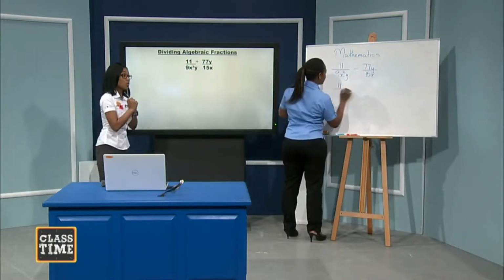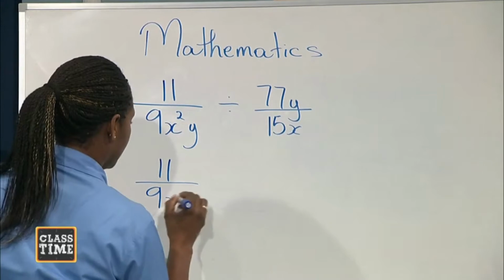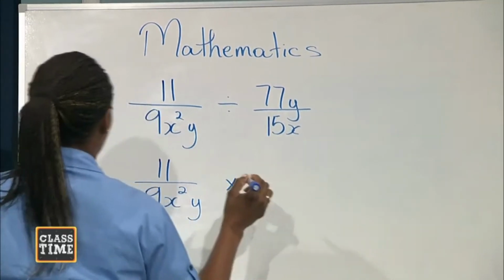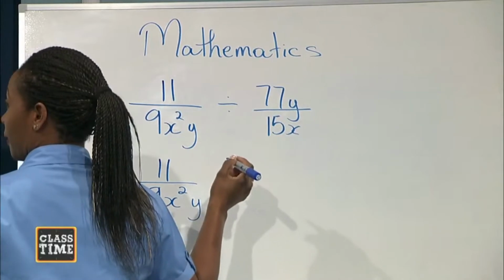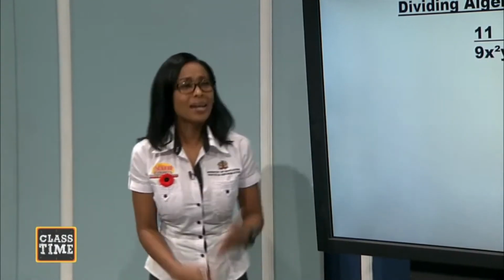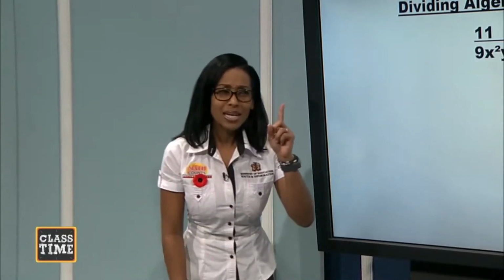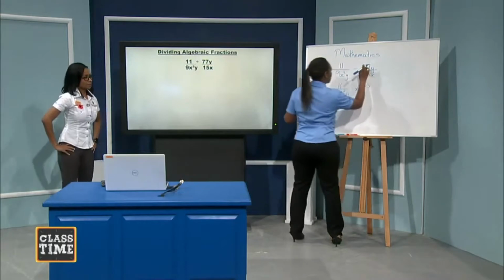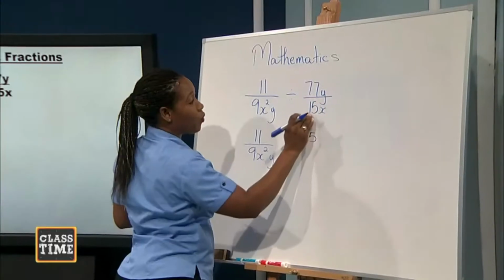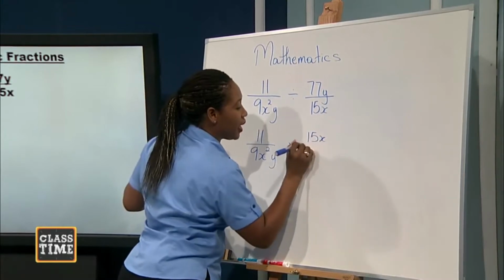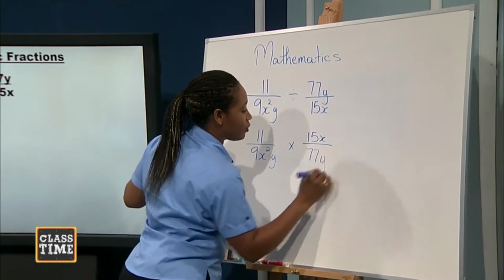Excellent. So since I know that, I do believe we can incorporate that knowledge with algebraic fractions, bearing in mind that algebra and fractions are seen as two challenging topics. But they're not. By the end of the lesson, they should see that they're not at all. Excellent. So the reciprocal of 77y all divided by 15x would be 15x all divided by 77y.